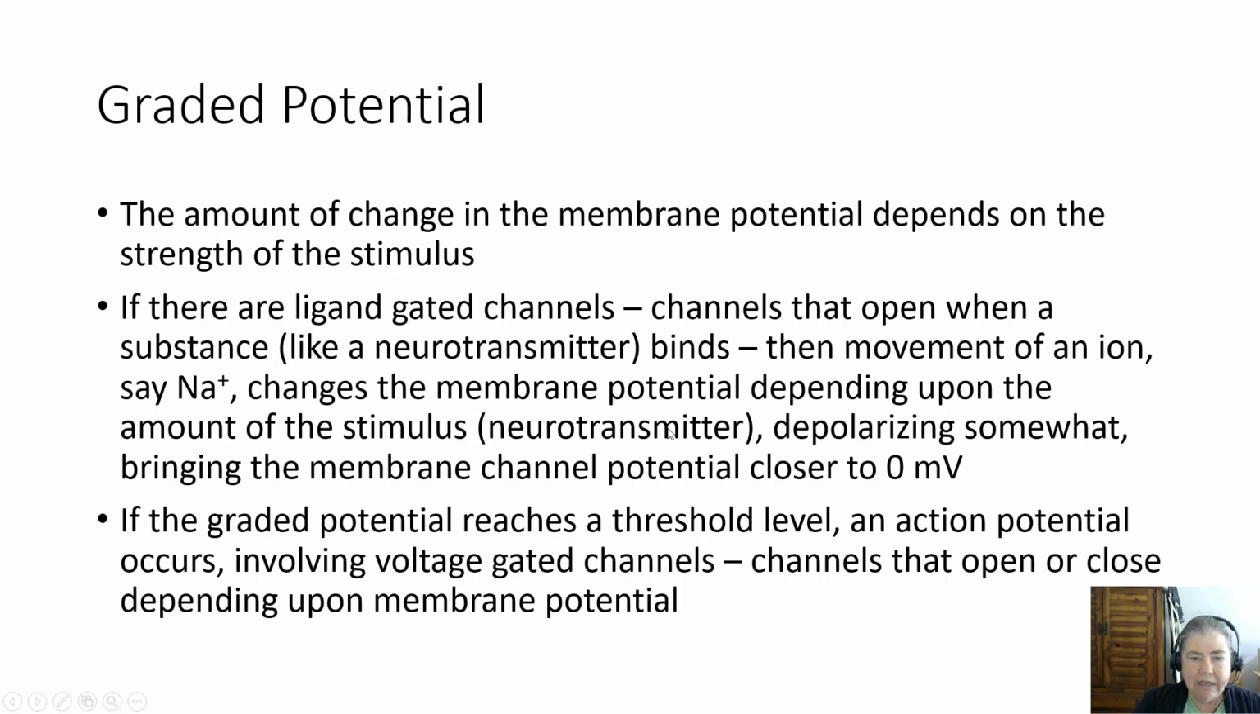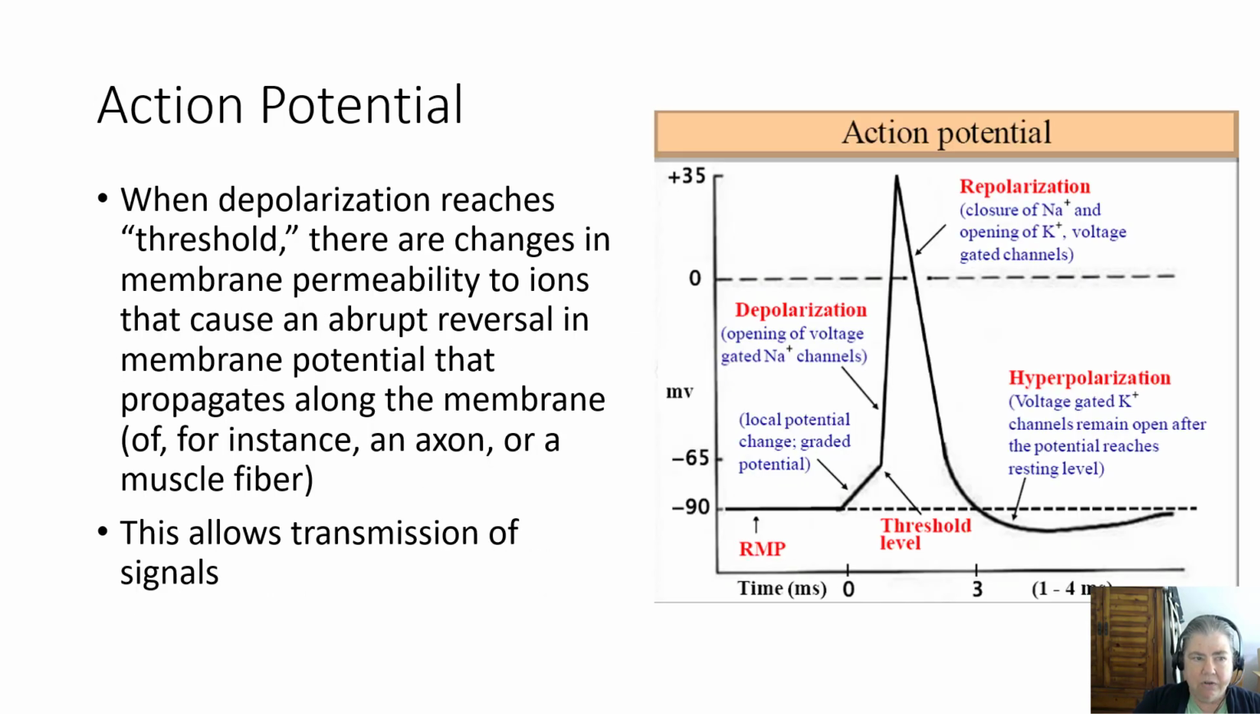So if you have a little acetylcholine, you get a little movement. If you have a lot of acetylcholine, you get a lot, and you get the membrane potential closer to 0 millivolts. But when it reaches a level called threshold, you suddenly get an action potential where voltage gated channels open. Those voltage gated channels open or close depending on membrane potential.